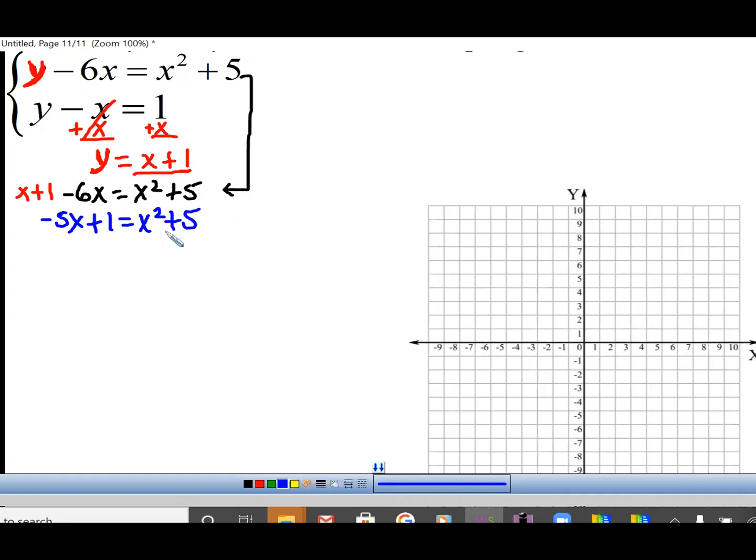So we already have the x squared and the 5 on this side. That means we need to make the other side 0, which means what do I do? I get rid of the negative 5x and the positive 1 by doing what? Plus 5x minus 1 to each side. So that is 0 equals x squared plus 5x, and 5 minus 1, that is 4.